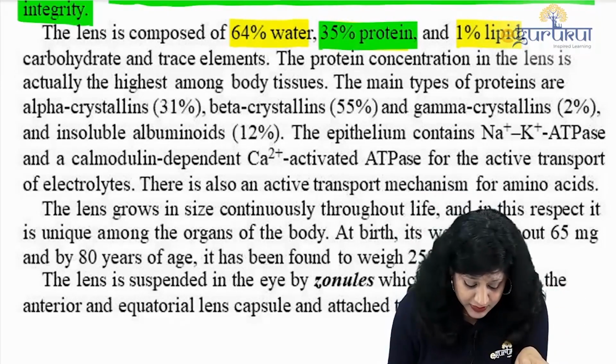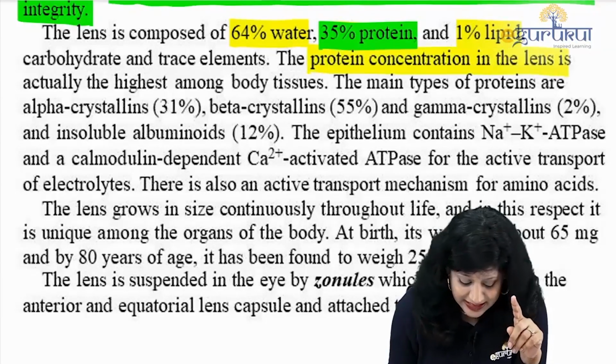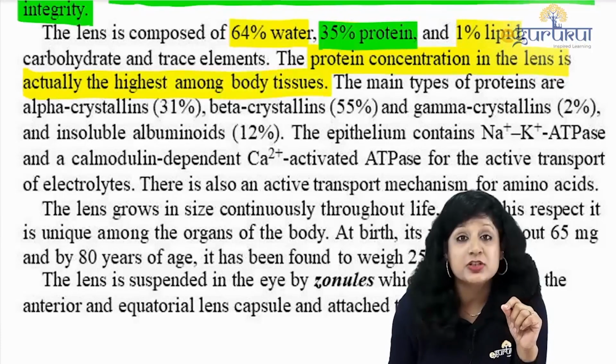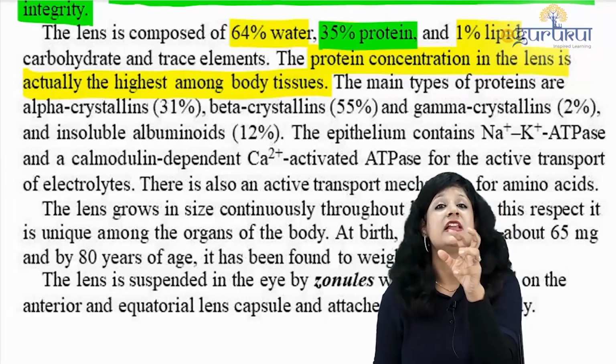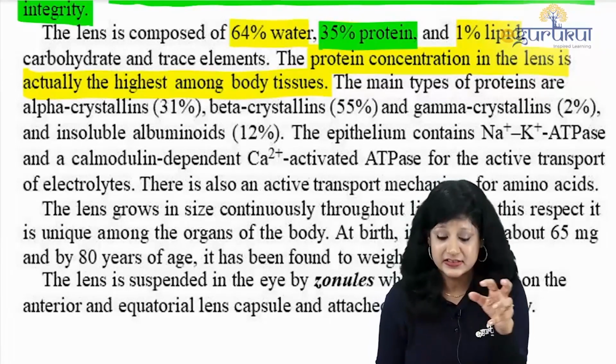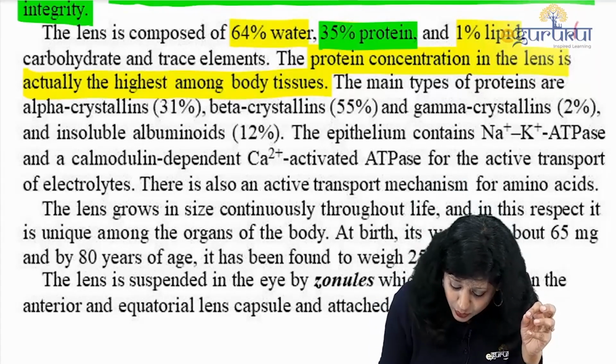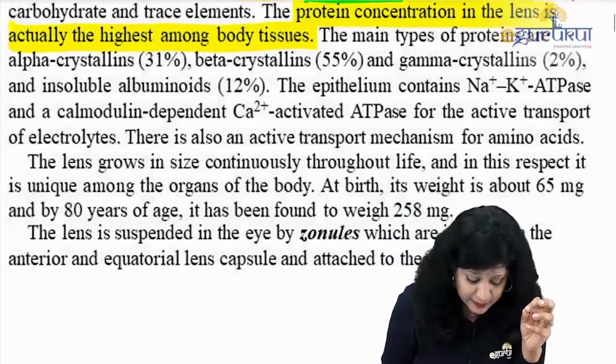Now, what you have to remember is that the protein concentration in the lens is actually the highest among the body tissues. They are not saying in the eye, they are saying in the body tissues, the lens contains the highest protein. That is again important.